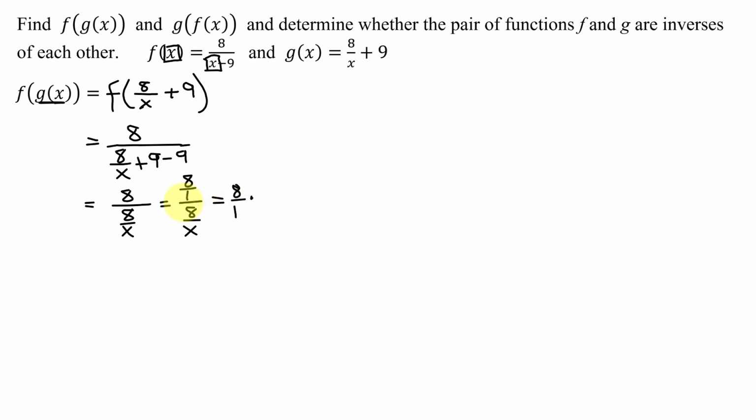And then you're going to multiply by the reciprocal of the denominator. That just means flip this fraction upside down. So I'm going to get x divided by 8. Now, since I'm multiplying, I can reduce these two 8's, and I get 1 times x is x, divided by 1 times 1 is 1, and x divided by 1 is x. So we've found f of g of x, and it just equals x.